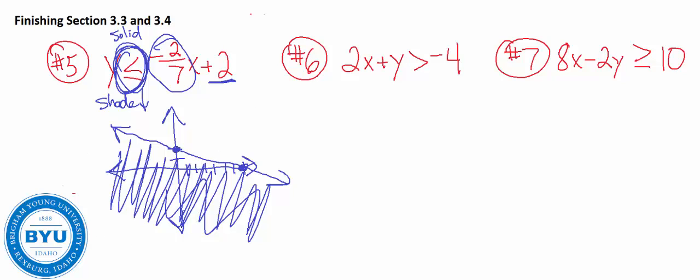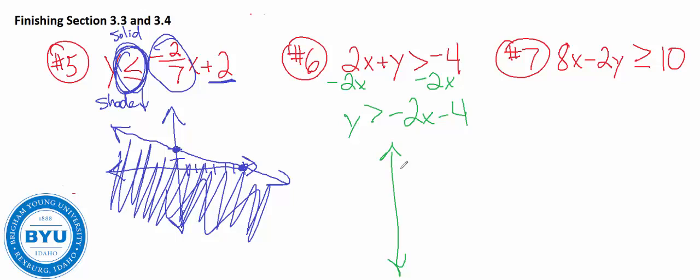Let's take a look at number 6 here. On number 6, it's not solved for y, so I'm going to need to minus the 2x over. When I do that, I get y is greater than negative 2x minus 4. Okay, my y-intercept here is down 4. 1, 2, 3, 4. Right there, that's my y-intercept. My slope is negative 2 over 1. So I'm going to go down 2 and to the right 1.